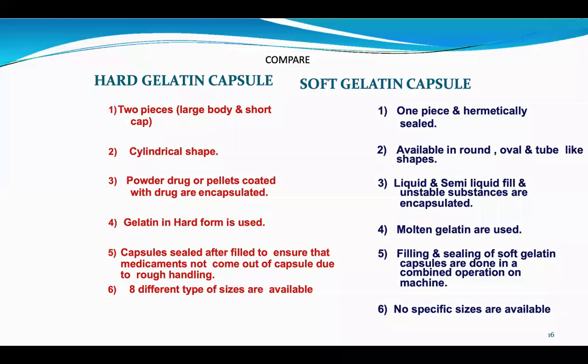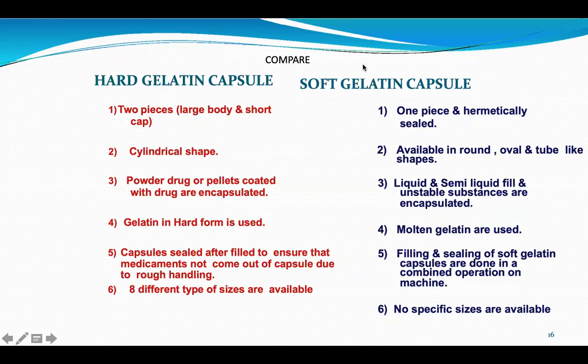Now, the difference or comparison. If you compare both, hard capsule on one side is two-piece, with a long body and short cap, while soft gelatin is one-piece and hermetically sealed. Cylindrical shape for hard; soft is available in round, oval, tube-like shapes. Three, powder drugs or pellets coated with drugs are encapsulated in hard capsules. Liquid and semi-liquid fill and unstable substances are encapsulated in soft. Gelatin in hard form is used.